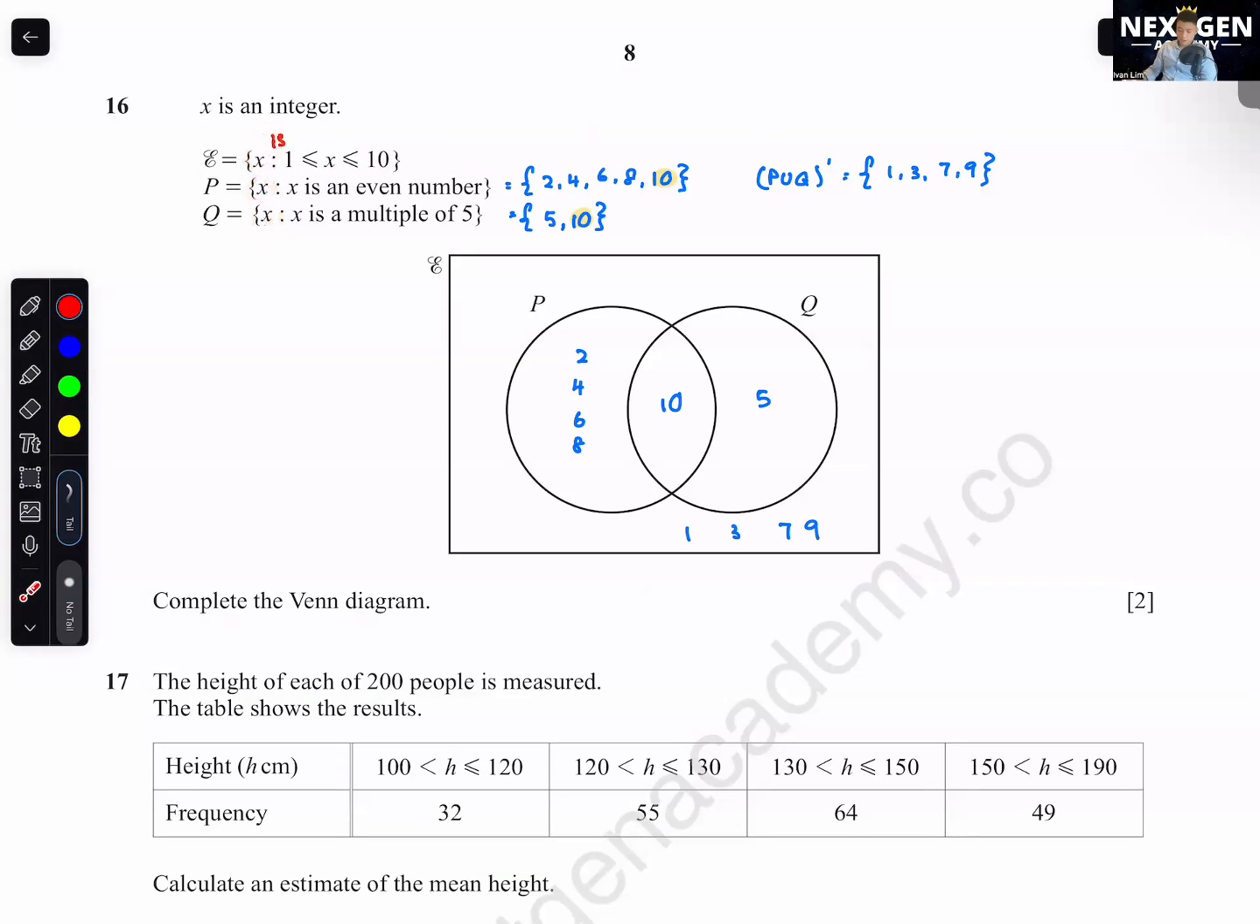Got it? Another thing: you all understand why I put a curly bracket here? Just in case they ask you to present the elements itself, this is the elements. When they say number of elements, we won't put a curly bracket. But if they say the elements itself, you put a bracket here like this.